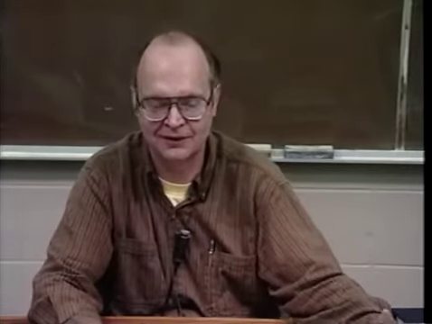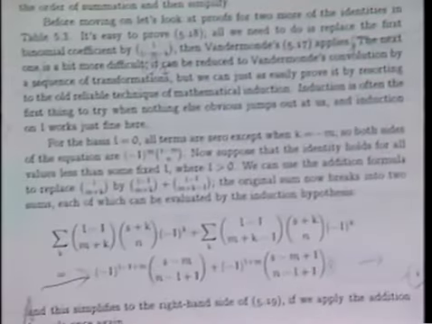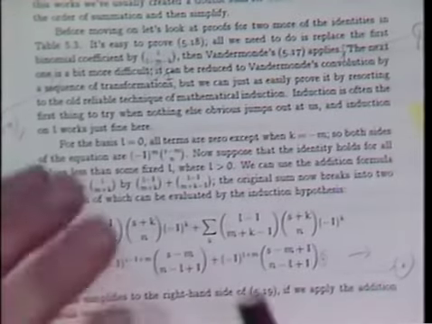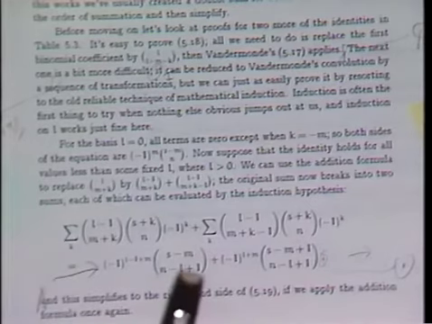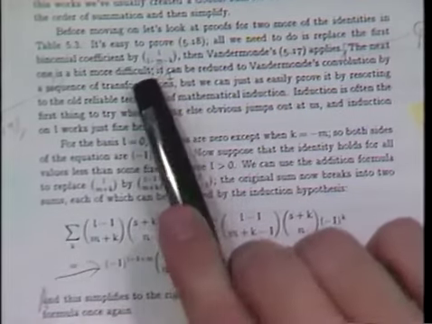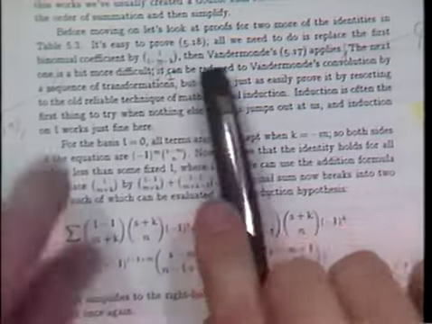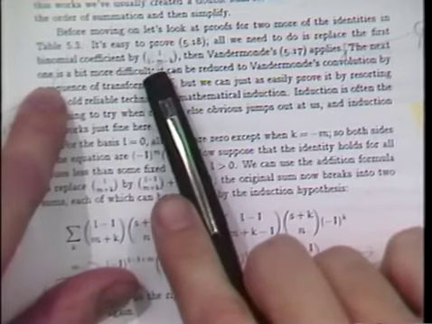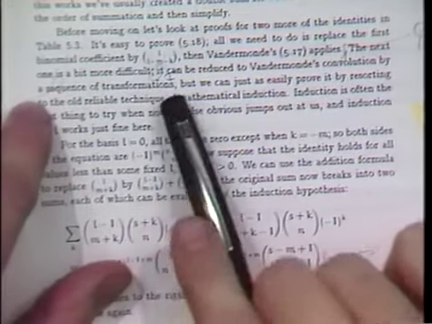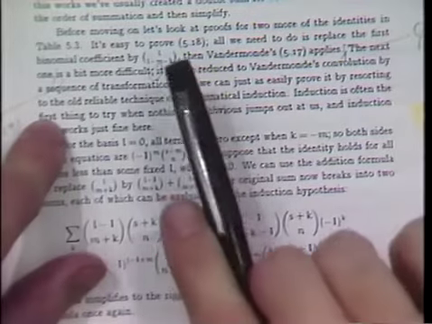Now, speaking of Concrete Mathematics, I have a few more notes here of things I noted as I was going through this before and after. So let's try to get through this. The first thing I wanted to mention is that very often when I'm editing for flow, I'll break up a sentence by changing a semicolon to a period. Here it says, the next one is a bit more difficult, and then I decided to stop the sentence and start a new one. It can be reduced to Van der Waals convolution by a sequence of transformations, but we can just as easily and so on.